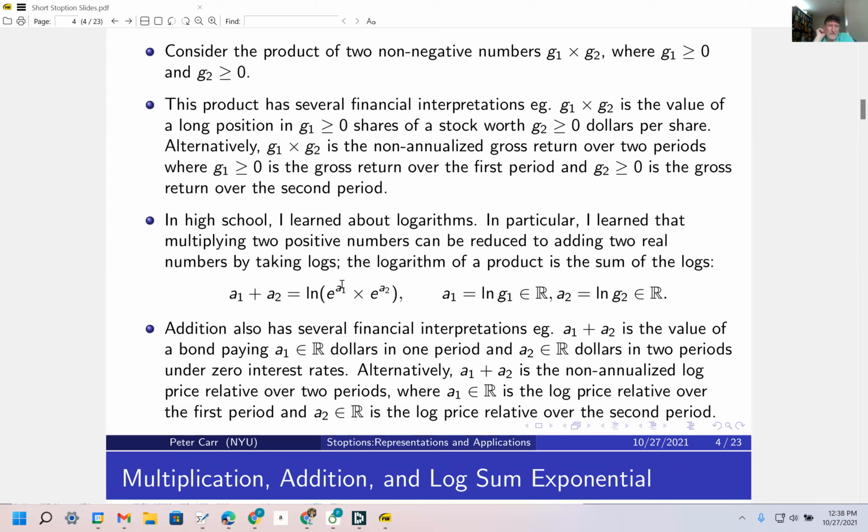And so we can sort of transition, if you will, from ordinary multiplication to ordinary addition by taking logs. And you can also financially interpret addition. So for example, A1 plus A2, where A1 and A2 are both real numbers, is the value of a bond paying A1 in one period and A2 in the second period, if there's no interest rates, so zero interest rates.